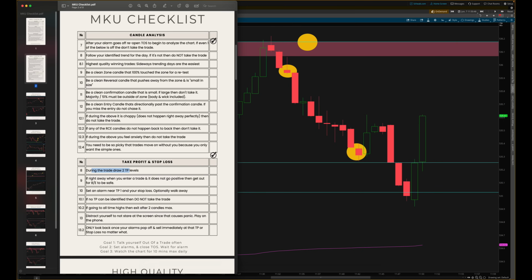So next piece here is number 9. I know the numbers are off, but ignore that. We'll just continue and let's pretend like the numbers are correct. Nine: if right away when you enter the trade it does not go positive, then you need to get out for break even to be safe. And I know that sounds crazy, because sometimes you can get in a trade, it goes sideways basically as soon as you enter, and it goes correctly. I don't like those trades. It's scary. It's anxiety. And as mentioned before, you need to use your anxiety to your advantage. It's much better to be safe than sorry.